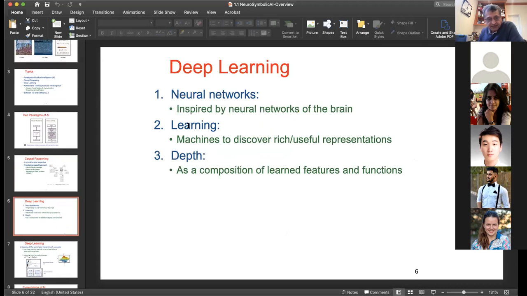So the deep learning part is about neural networks and learning and depth. Neural networks are inspired by neural networks of the brain, right? Our hardware looks like a neural network. It's a whole bunch of neurons connected to each other and learning the weights. Isn't that how we work? And we say learning is for the machines to discover useful representations, saying what are all the values of the hidden layers. And then depth: how many layers should there be? And the composition of learned features. So these learned features on features on features, that's what deep learning is about.